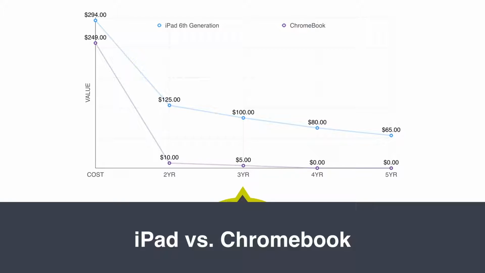Now, if you follow the graph over to the 2-year estimate, we're taking a look at the iPad 6th Gen in 2 years being worth $125 compared to that of a standard Chromebook at $10. You move on to year 3, and we see a $100 return for that iPad and $5 for that Chromebook. And at 4 years, the iPad is still carrying $80 worth of value, where the Chromebook is carrying nothing at that point.